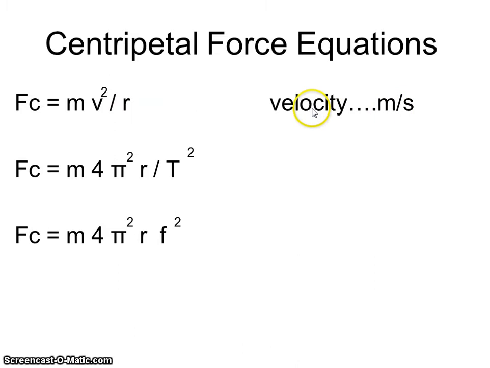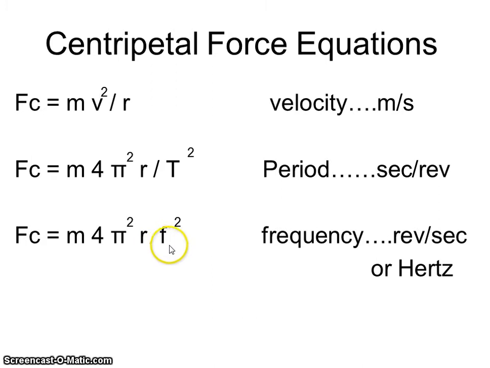Meters per second is the unit of velocity. This one has the period in it, the time period. So if they give you the time period or they ask you for the period, then you use this equation, and that's in seconds or seconds per revolution. The third equation has frequency in it, so if they ask you to calculate the frequency or they give you the frequency, use this equation, in revolutions per second or in hertz. So that's how you figure out which of the force equations to use.